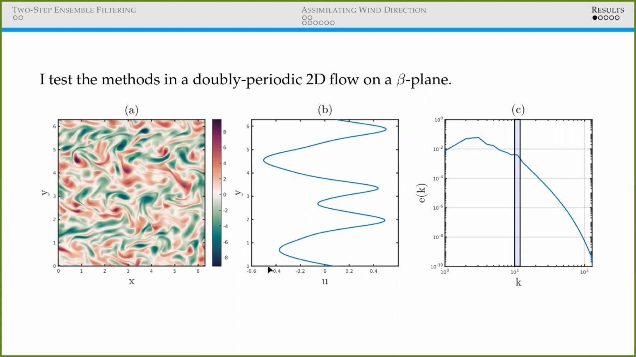So I test both of these methods in the context of a doubly periodic two-dimensional flow on a beta plane. On the left is a snapshot of vorticity from this model. In the middle is a plot of the zonal mean zonal velocity. You can see three eastward jets here, two westward jets, and then in the middle here, a velocity close to 0 or maybe slightly westward. On the right, I have the kinetic energy spectrum. I'm forcing it in the shaded band of wave numbers. And so you have an inverse cascade of energy to the left to large scales and a forward cascade of enstrophy to the right to small scales.